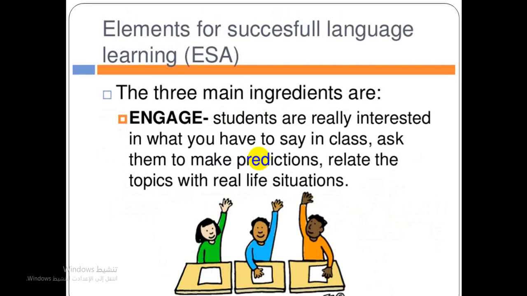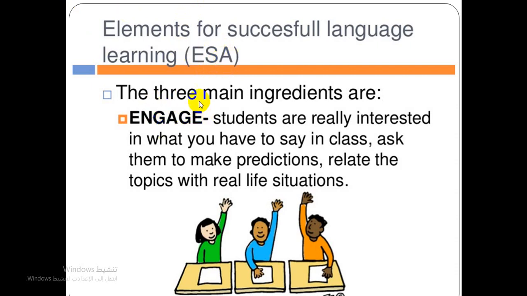If I ask you, what are the elements for successful language learning? These elements are ESA: E means engage, S means study, A means activate. So these elements need to be present in a language classroom to help students learn effectively. So the three main ingredients are engage, study, and activate.